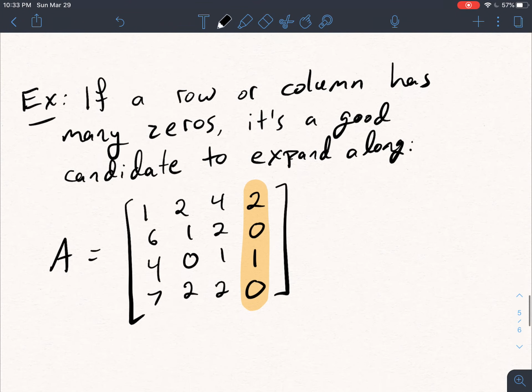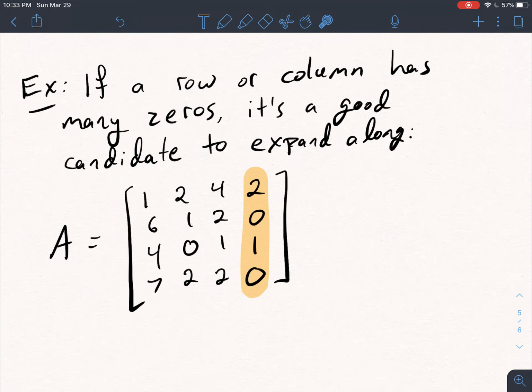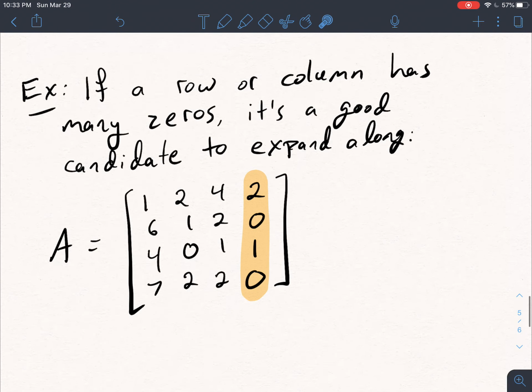Okay, cool. I want you to try this next example on your own. Once I explain the problem, pause the video and get out your pen and paper and try this one out for yourself, just to see if you understand what's going on here. What's special about this example, other than the fact that it's a bigger matrix, is that if a row or column has a lot of zeros, then that tells you it's a good candidate to expand along. So I might just hand you this matrix and ask you, what is the determinant of this matrix?